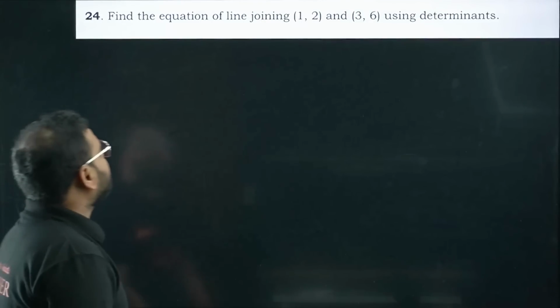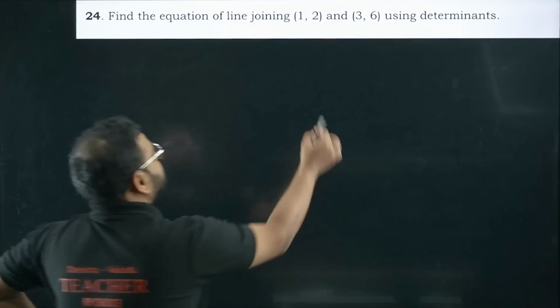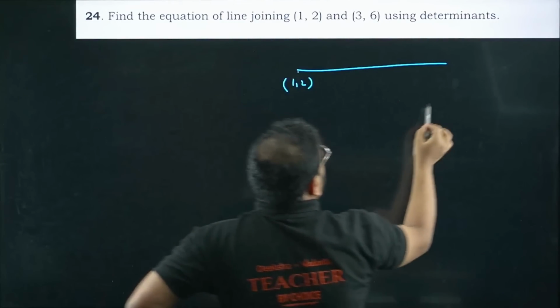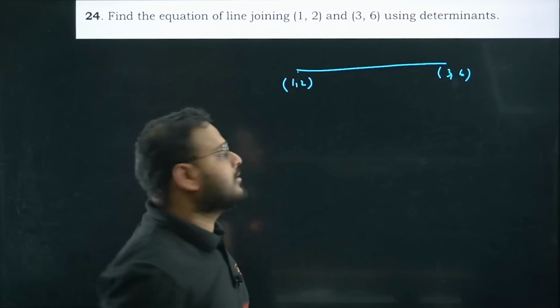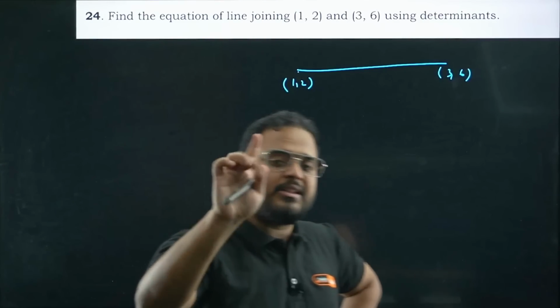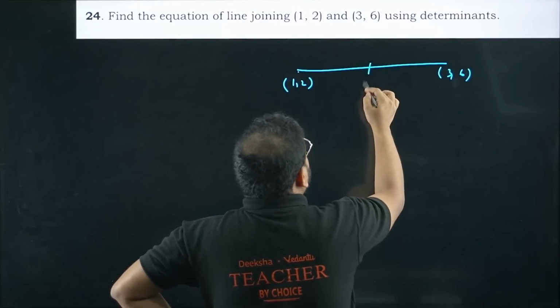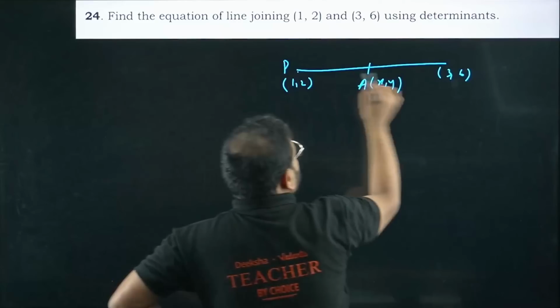Question 24 now. Find the equation of line joining 1, 2 and 3, 6 using determinant. Okay, the line like this. I have here 1, 2 over here, and here 3, 6. Asking for the equation using determinant. We know determinant we can use, bacha, to find the area of triangle. If we have 3 points, we can do that. Let's say I take a point A on this line with x comma y. This is, let's say, P, this is Q.